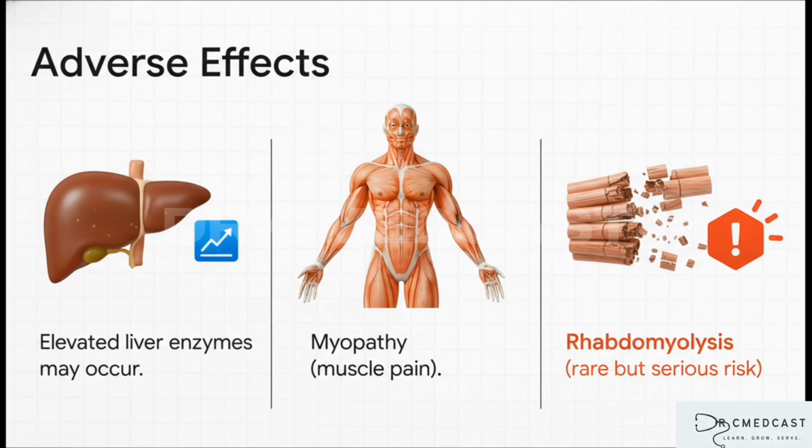And speaking of the liver, that leads us right into the adverse effects. Most people do fine on statins, but you're looking for two main things: elevated liver enzymes and myopathy, that's muscle pain. But the one you absolutely cannot miss, the big, scary, though thankfully rare one, is rhabdomyolysis. That's a massive breakdown of muscle, and it's a true medical emergency. It's the red flag side effect you have to know.